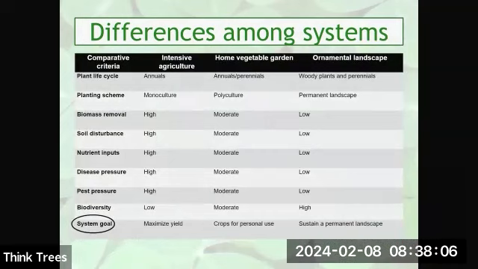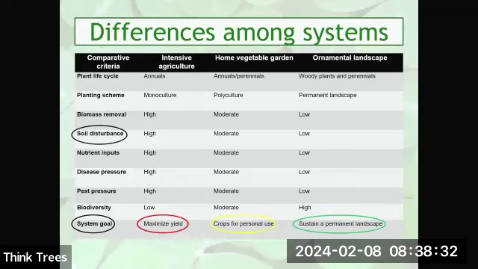And what I want you to notice is that for the system goal, what our ultimate goal is for all of these systems is, in one case, to maximize yield of crops. And then in case of ornamental landscapes, we're trying to sustain a permanent landscape. Those are two completely different system goals, and they have to be managed completely differently. So we can't use agricultural science for growing crops to manage landscapes.